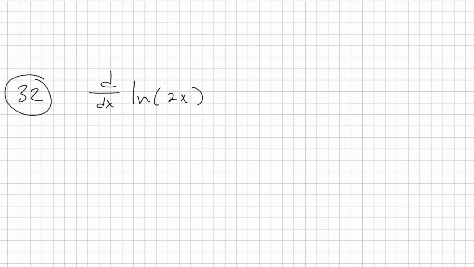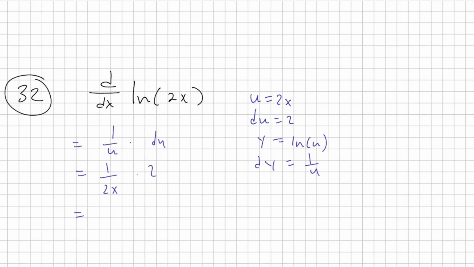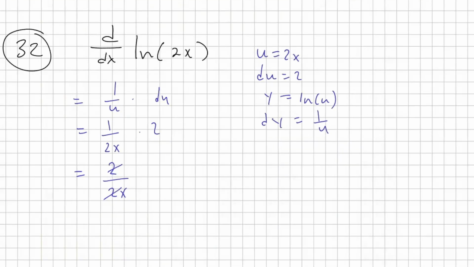Now we have the derivative of the natural log of 2x. For this we can use another chain rule. So in this case my u is going to be equal to 2x, and therefore my du is going to be equal to 2. My y is going to be equal to the natural log of u. dy is going to be equal to 1 over u. Right? So it's going to be 1 over u times du. So it's going to be 1 over 2x times 2, which is 2 over 2x. So cancel those out, where you get an answer of 1 over x.